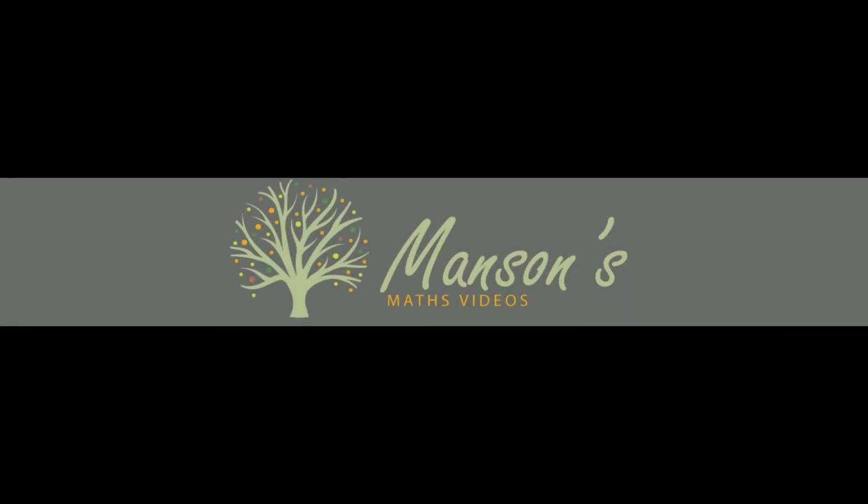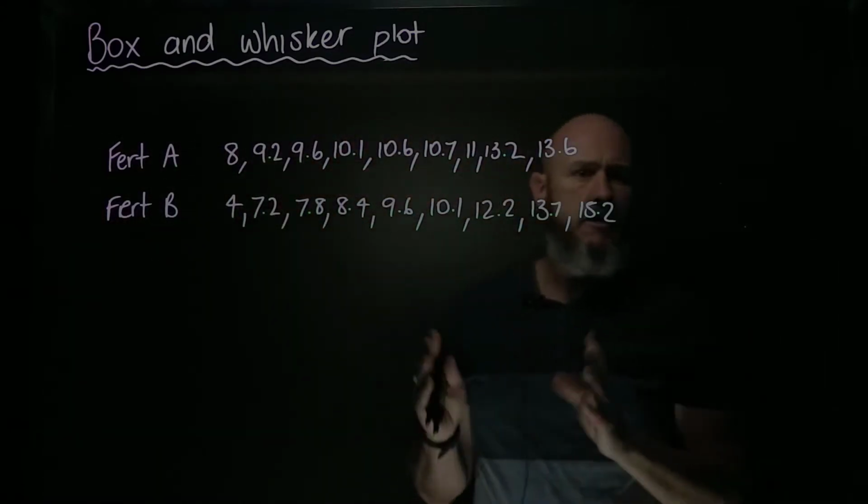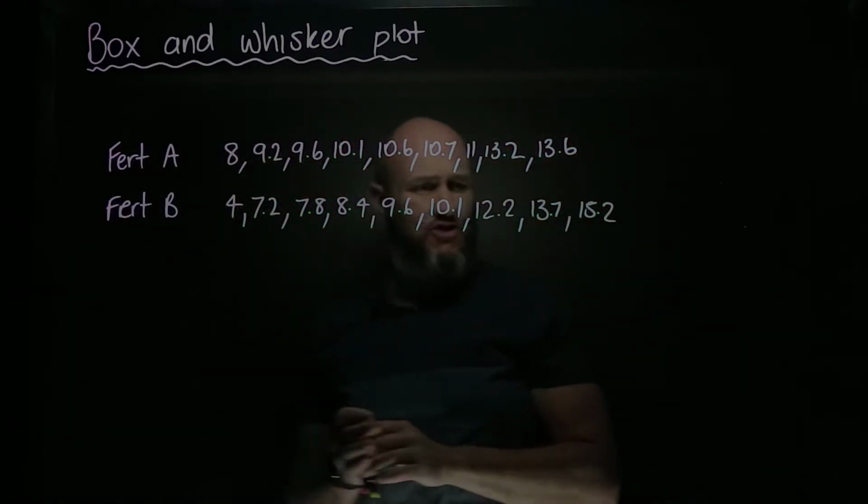Hi and welcome to Unit 2, Topic 3, Video 11. In this video, we'll be exploring back-to-back box and whisker plots and how they can be used to draw comparisons between data sets. Okay, so here's another contextual example, and this one's a little bit trickier.